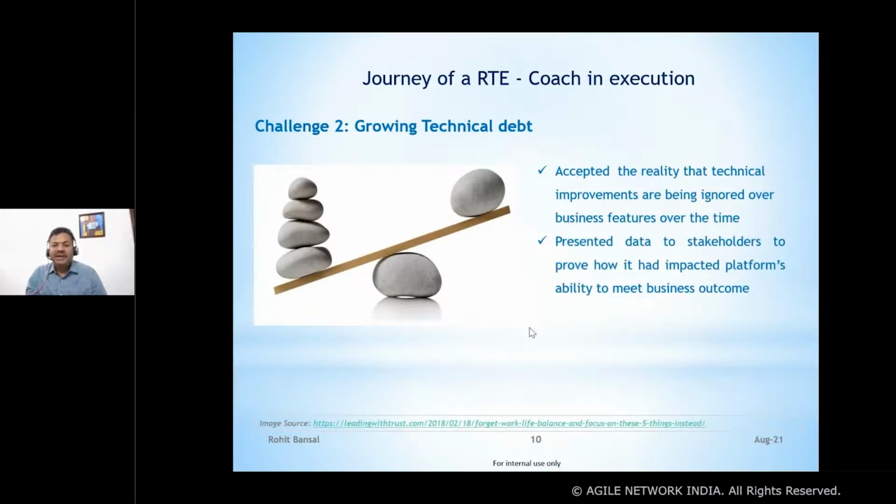Second thing, I presented data to stakeholders to prove how it had impacted the platform's ability to meet business outcomes. I have some stats around cycle time, the number of defects leaked in system testing or production, and the time taken to build our integrated build. All that data was presented to our customers and other important stakeholders, and then we were able to relate to the situation.